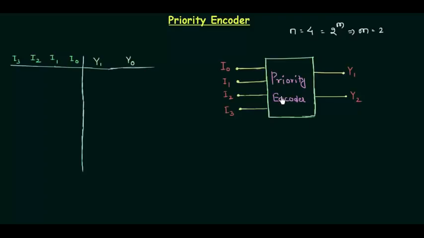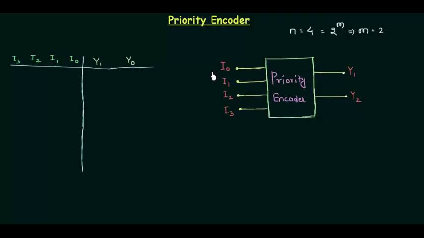Okay, and that we will do by first creating the truth table for the priority encoder, and then by using the K-map we will find out the logical expression, and the implementation part will be over to you. You have to do the implementation part because it's not a very tough thing to do at this stage.